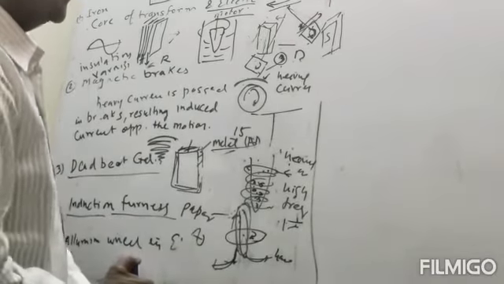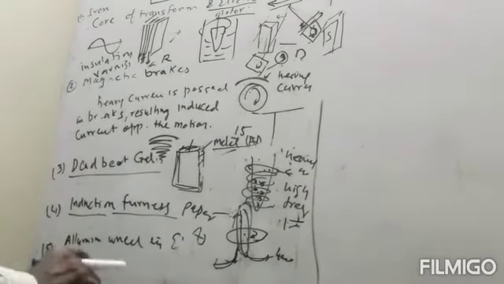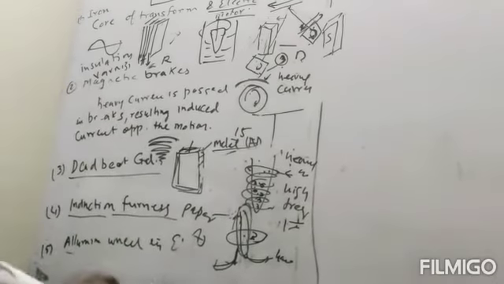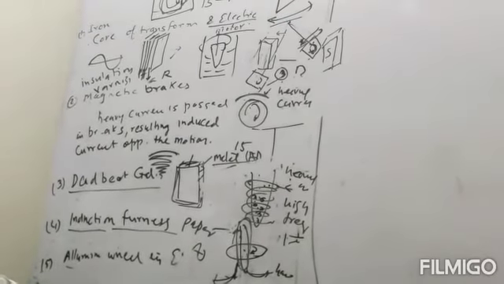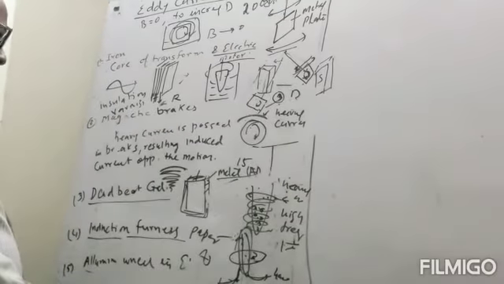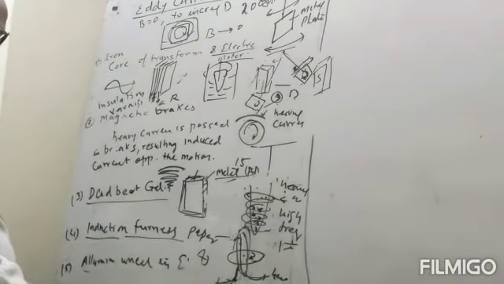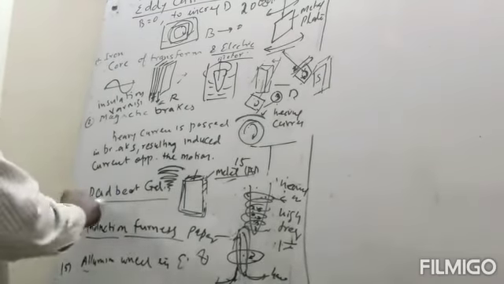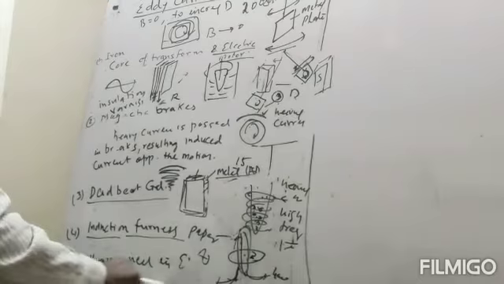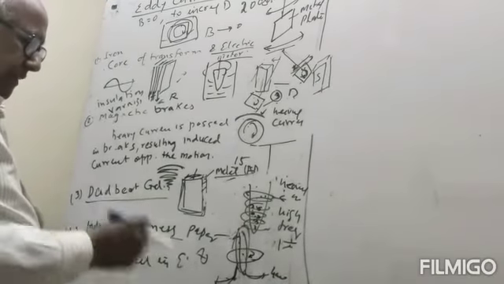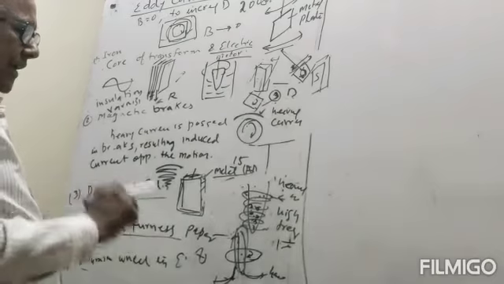So eddy currents are useful for the core of the transformer or electrical motor, magnetic brakes, for the induction coil, for the deadbeat galvanometer, and also for the measurement of the consumption of electricity at our home.